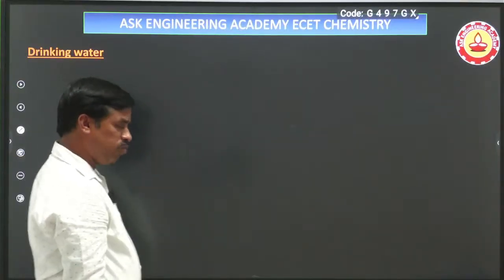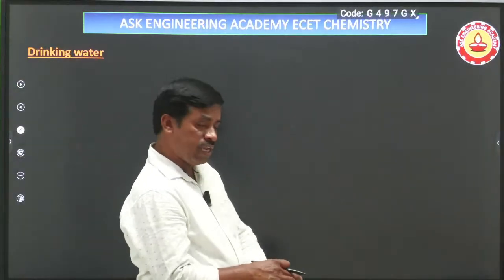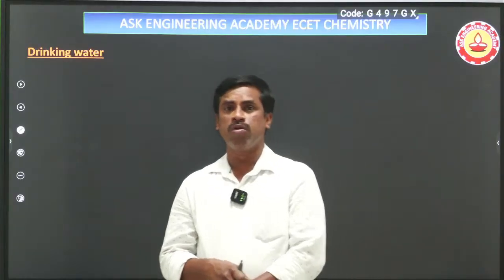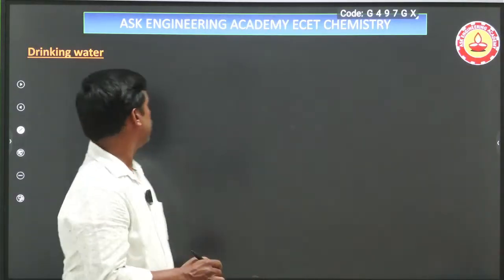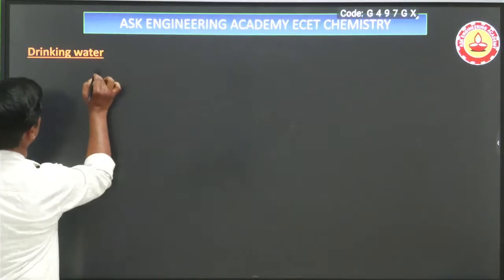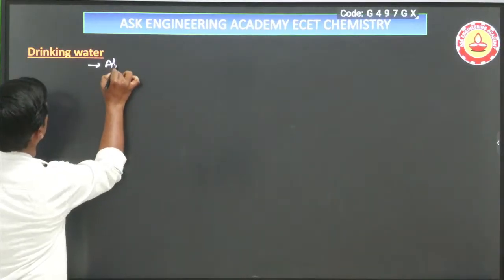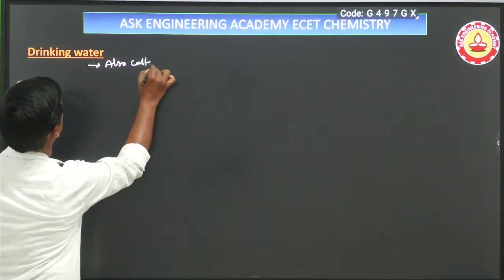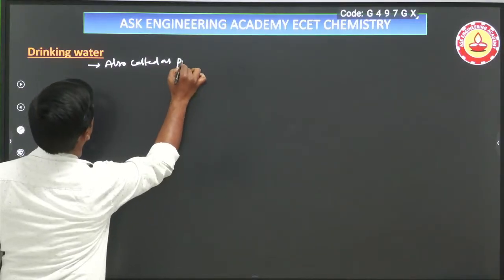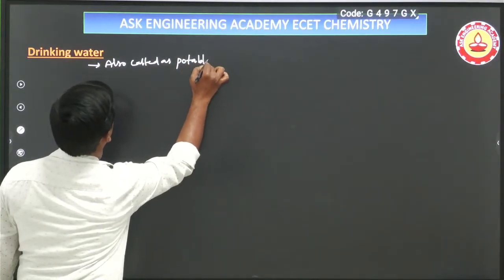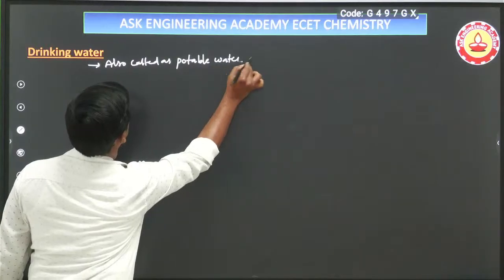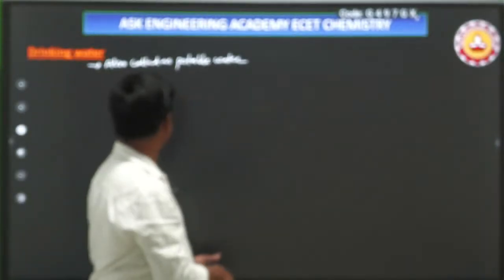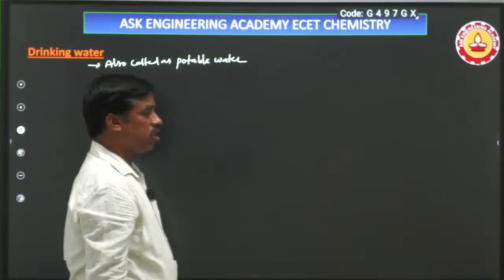drinking water. What is meant by drinking water? Drinking water is also called as potable water. Drinking water, municipal water, domestic water, etc. These many names are there. Here, what is drinking water?